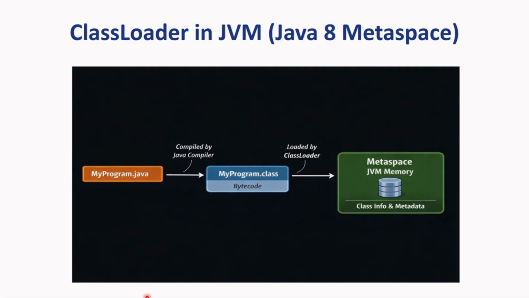Now we will see the process of how a Java program is compiled and loaded into memory. First we have the source file myprogram.java, which is compiled by the Java compiler into a bytecode file called myprogram.class. This .class file contains platform independent bytecode which is then loaded by the JVM through the class loader. Finally, the loaded class information and metadata are stored in metaspace, a special area in JVM memory that holds this kind of data. This process enables the JVM to manage and execute Java programs effectively.